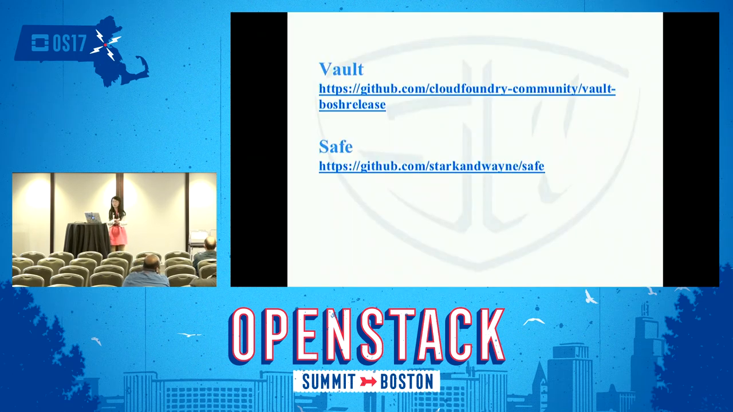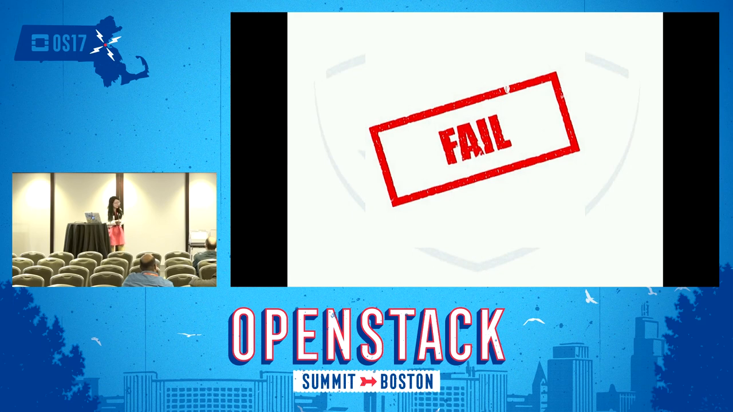How do we deal with this? We use Vault and Safe. I bet all the people here know what Vault is. Safe is a tool we wrote. It's a CLI to interact with Vault. The benefit of Safe is that we can generate and rotate SSH keys, certificates, or random secret passwords. In addition, Safe can also manage multiple vaults. That is nice, huh?